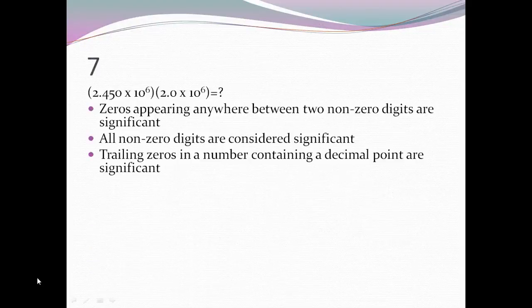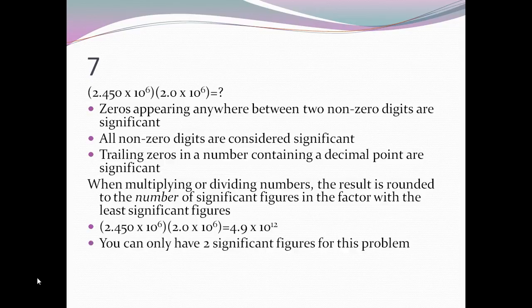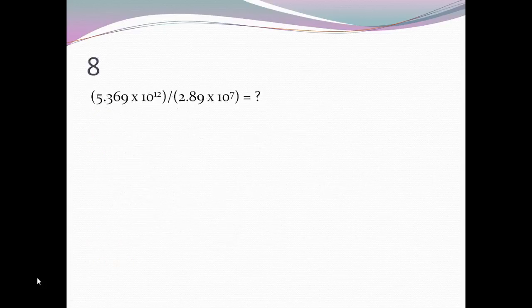Question number 7. When you multiply this, you gotta keep in mind the same rules. Then you multiply 2.450 times 10 to the 6 times 2.0 times 10 to the 6, giving you 4.9 times 10 to the 12. You can only have 2 sig figs for this problem because of the 2.0. Your answer should be 4.9 times 10 to the 12.